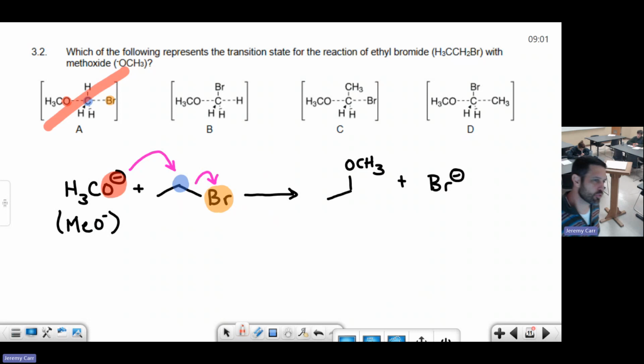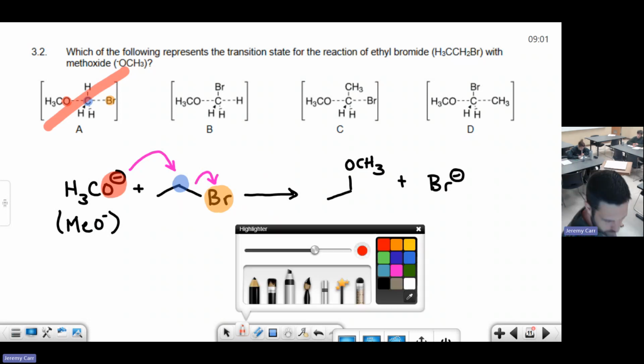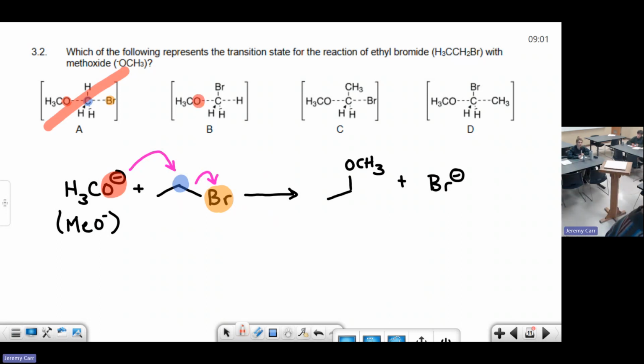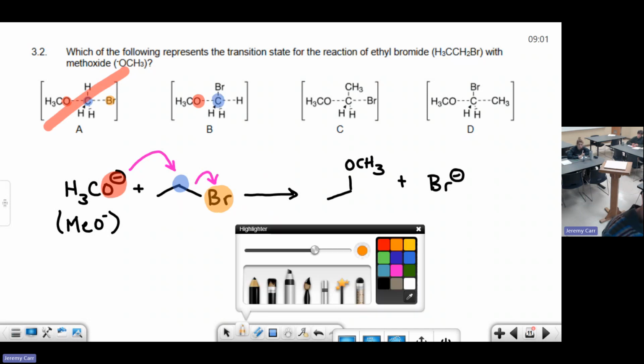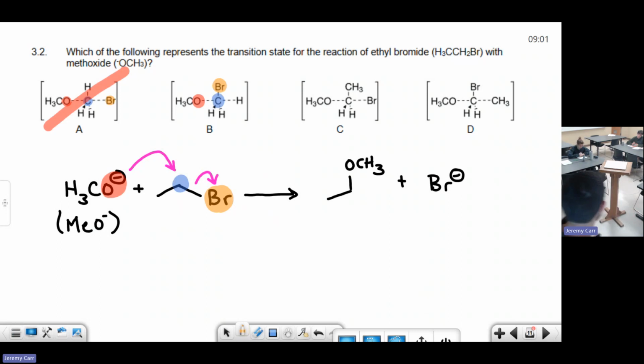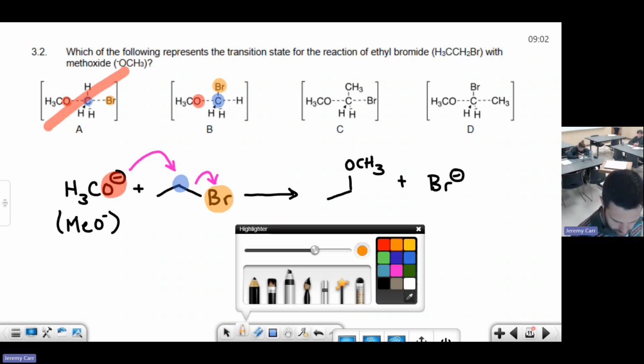Okay, let's look at B. B looks like it could be on the right track, except for, what do we notice about B? Look at the position of the nucleophile, the electrophile, and the leaving group. They're sterically crowded, and they're 90 degrees. So one's not coming in while the other one's leaving. It's like one's coming in and one's going up. That's not what's happening in this transition state. So B is out.